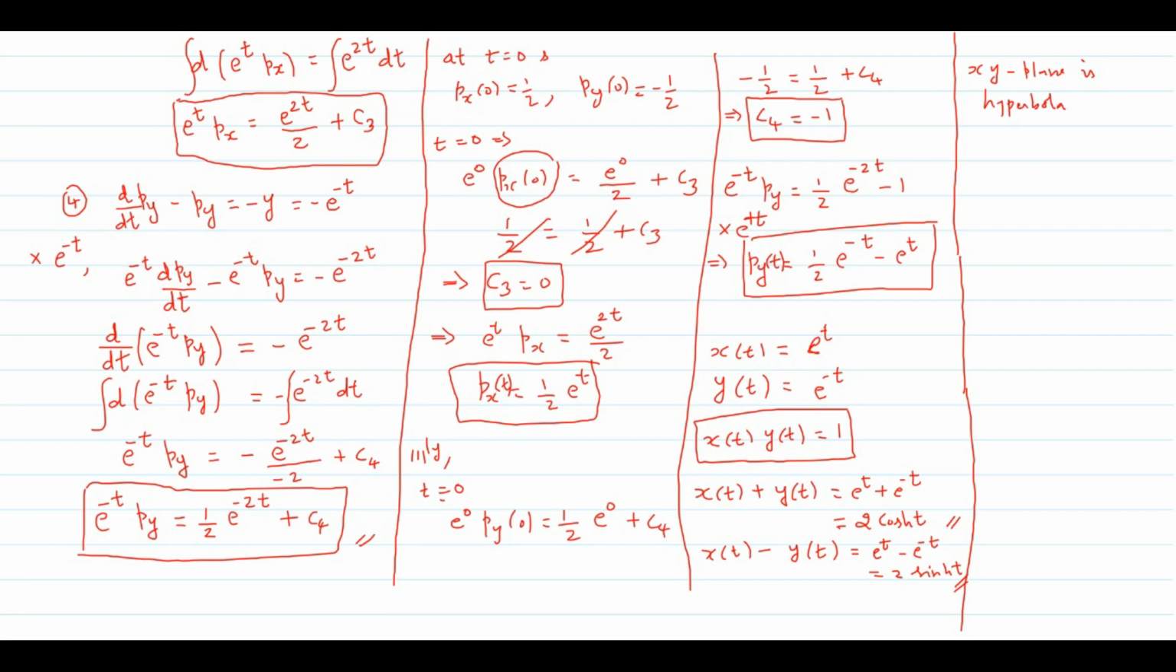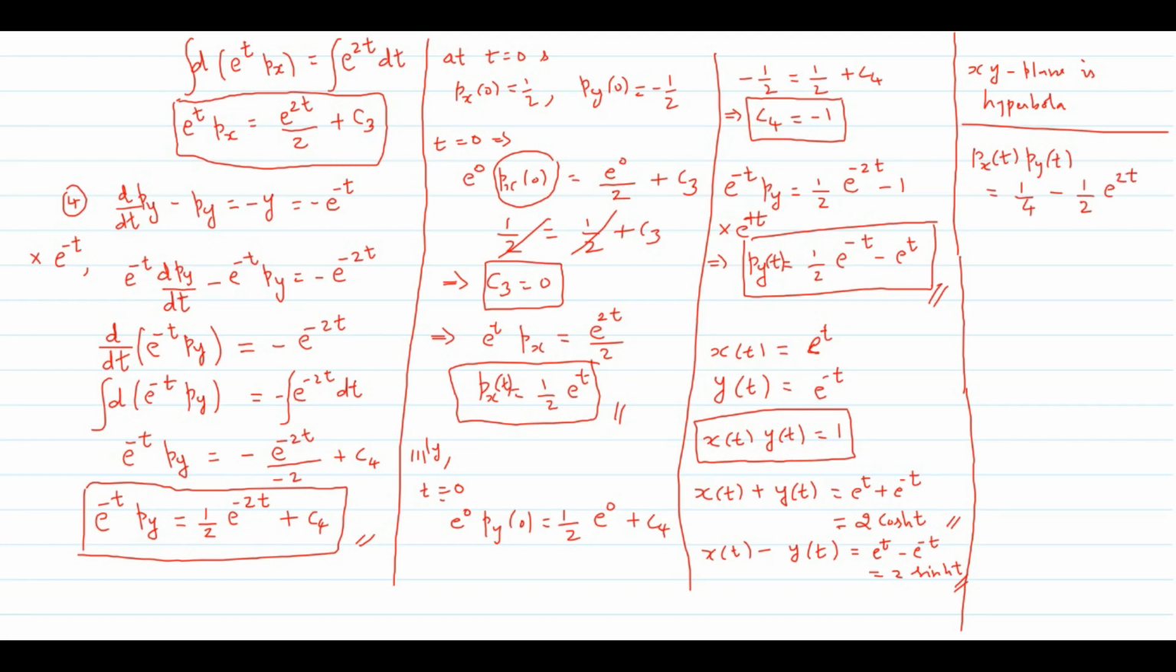So let us now try to analyze these two functions, that is p y of t and p x of t. Okay. So what is p x of t into p y of t? If you multiply, you will get 1 by 4. e power t into e power minus t is 1, minus 1 by 2 e power 2t.